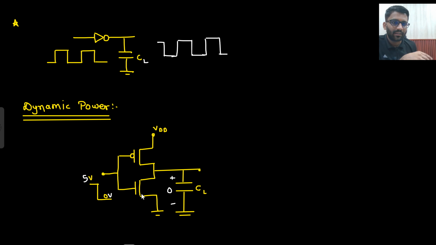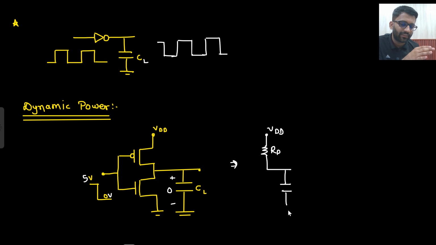Now this 0 is applied. If this 0 is applied, this PMOS will turn on. If this PMOS turns on, what will happen? This will be replaced with a simple resistor, which I am calling RP. This is your VDD. And the capacitor is already totally discharged. So the capacitor is having 0 voltage across CL.